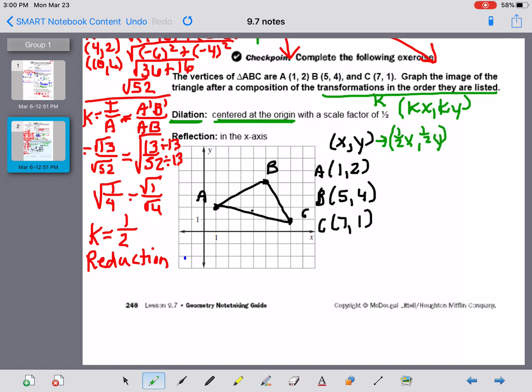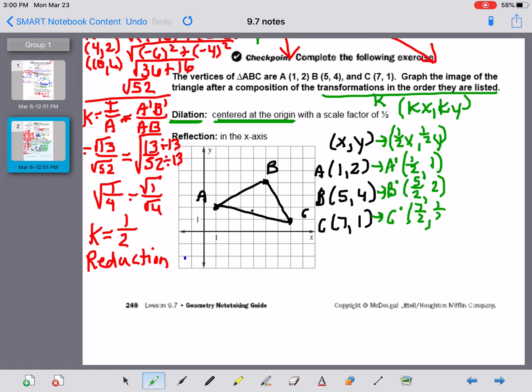So to get A prime, which is my first change, I take 1/2 times my x, which is 1, and I get 1/2. I take 1/2 times my y, which is 2, and I get 1. For my B prime, I take 1/2 times my x of 5, and I get 5/2. And I take 1/2 times my y of 4, and I get 2. And now for my C prime, I take 1/2 times 7 of my x, which is now 7/2. And I take half of my y, which is 1, and I get 1/2.